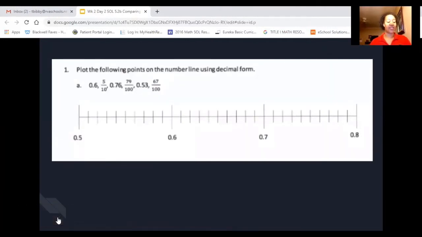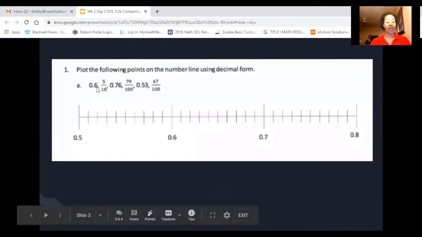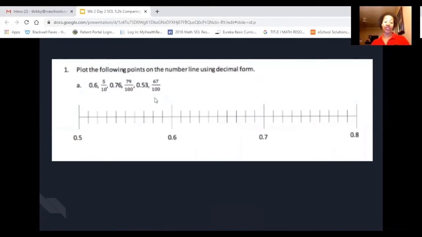Here we have fractions and decimals that we will label on the number line. So doing this will also help you to arrange them in order from least to greatest. As you can see, the number line starts at 5/10 and goes all the way to 8/10. In between the numbers are tick marks. There are 9 tick marks between each tenth. Those tick marks represent hundredths. Enough of me talking. Let's begin representing the first number.